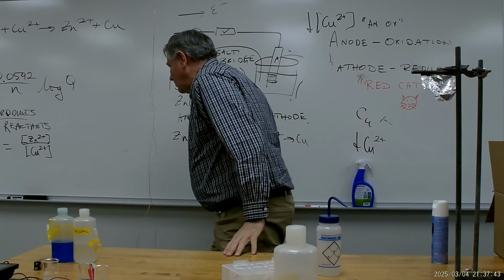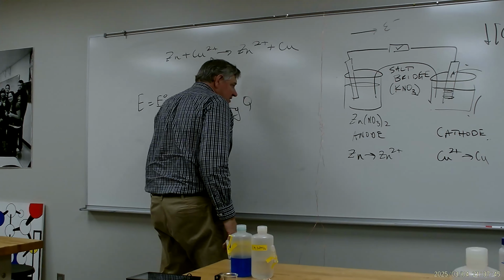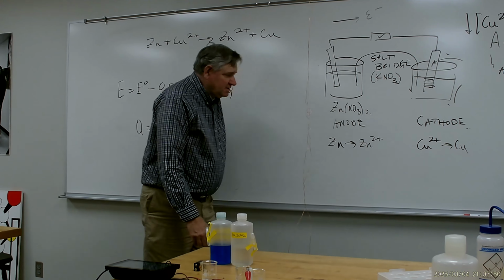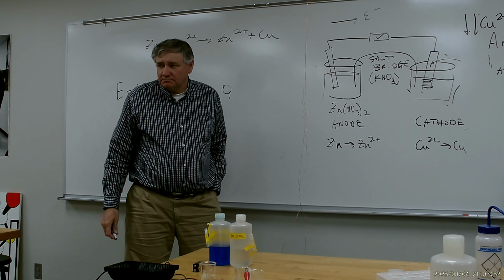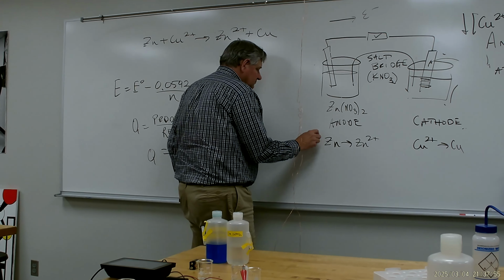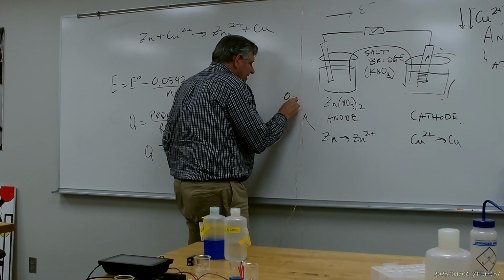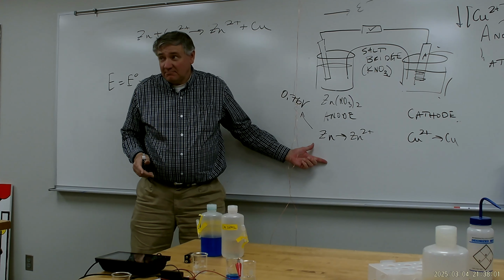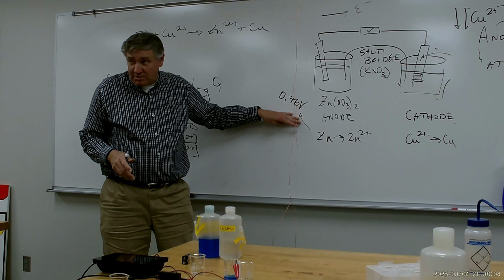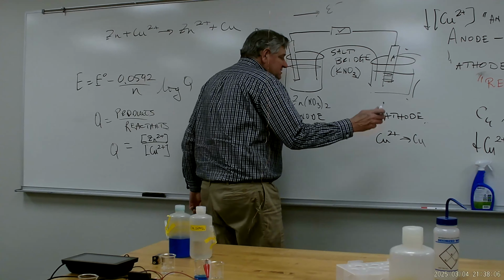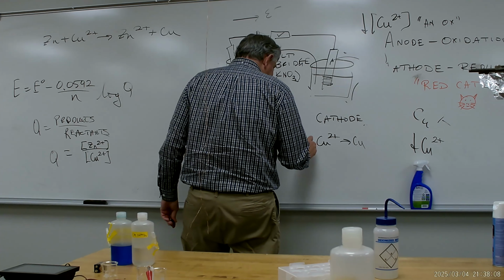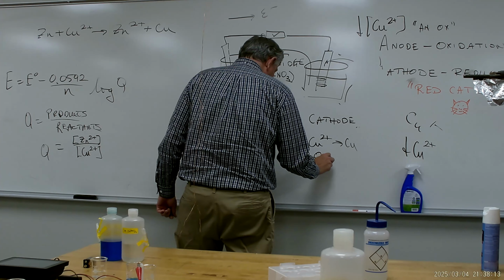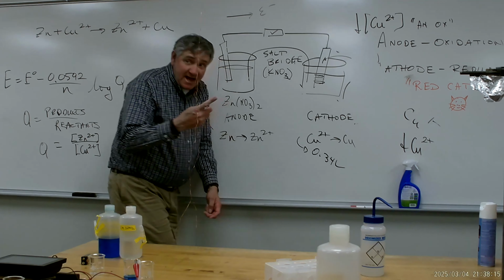So, who's got the reduction chart? What's the standard reduction potential for zinc turning into zinc ions? 0.76. Is that the way it's written, or is it written the opposite way? It's written the opposite way, so it's negative 0.76. Okay, cool. Now, what's the value for Cu2+ turning into copper? 0.34. And that's as good as written.